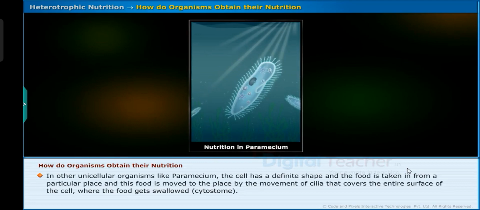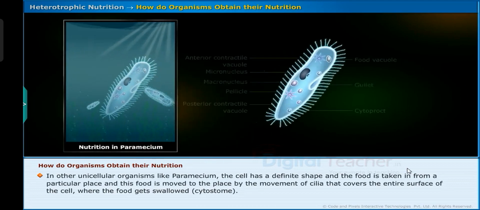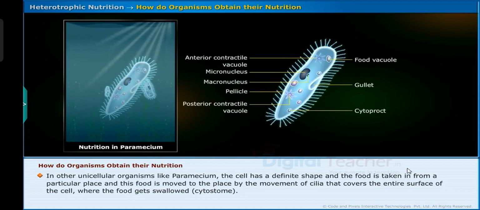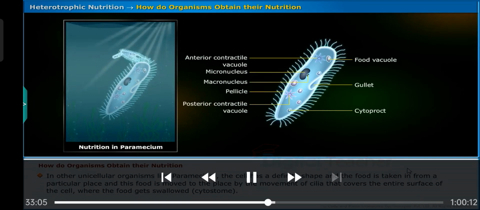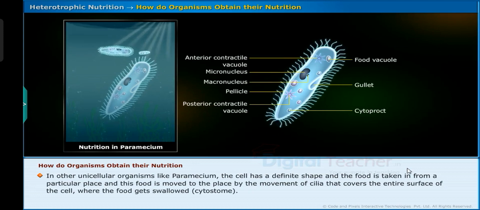In other unicellular organisms like paramecium, the cell has a definite shape and the food is taken in from a particular place. This food is moved to the place by the movement of cilia that cover the entire surface of the cell, where the food gets swallowed. Let us learn in detail about parasitic nutrition in cuscuta.